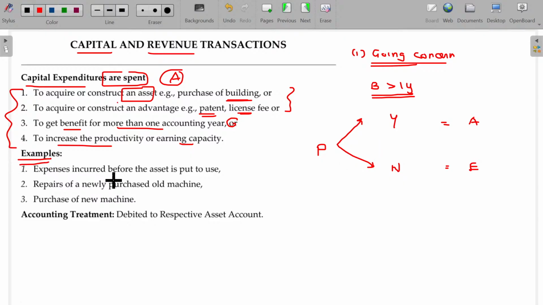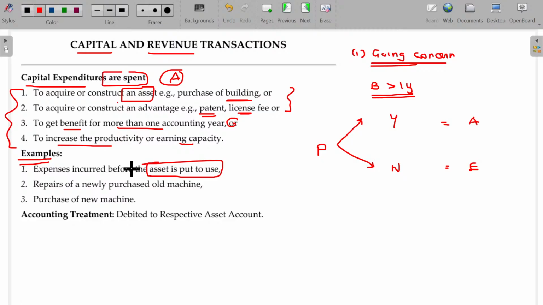Examples. Expenses incurred before the asset is put to use. Any expenses you incurred before the asset is ready for usage. In taxation, you will study this as the put to use concept. Even at inter level the same concept is there in taxation. You purchased various components and started assembling them in the factory. The assembling period may be 7 to 8 months.